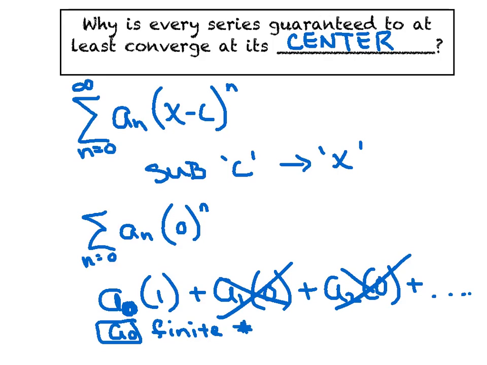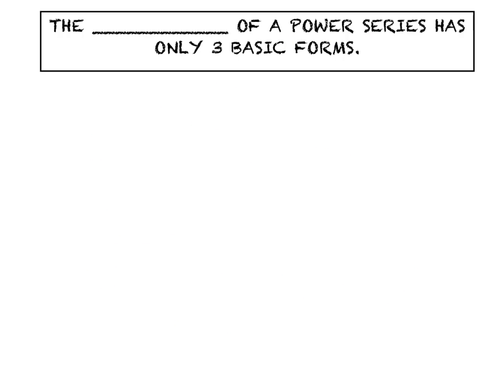Obviously, though, we're very idealistic and optimistic, and we're hoping that the series converges for many more values beyond just its center. A series that converges at its center only is not a very helpful or useful series. Now, the domain of a power series has only 3 basic outcomes. That's the great news. There are only 3 possible answers that you could have when you do this.